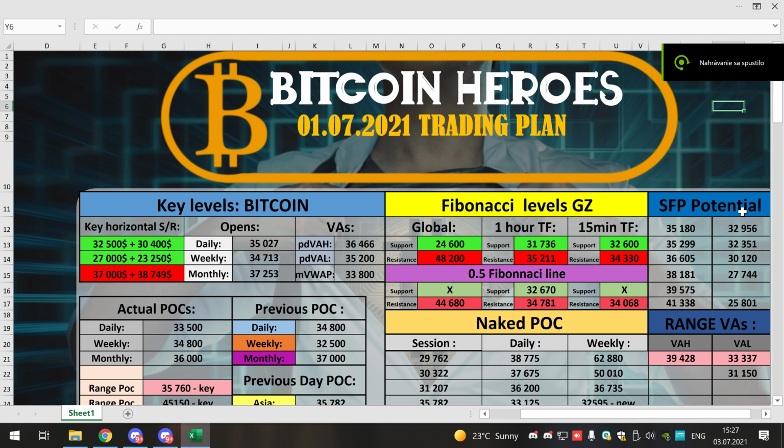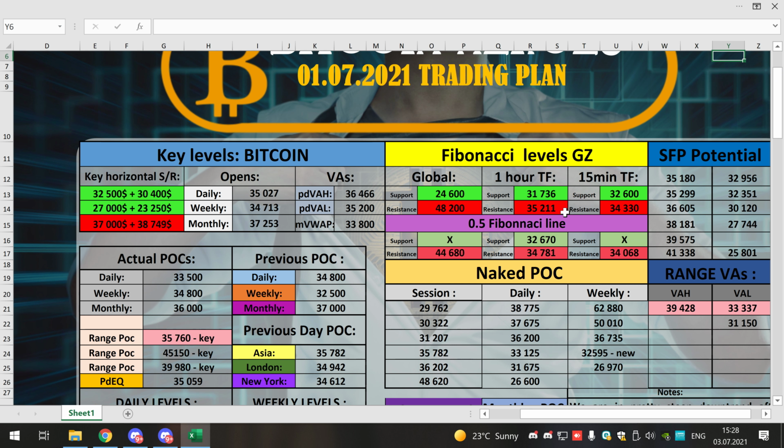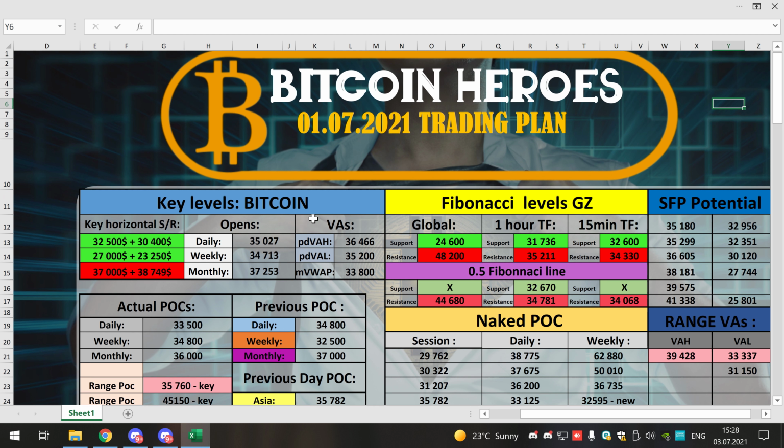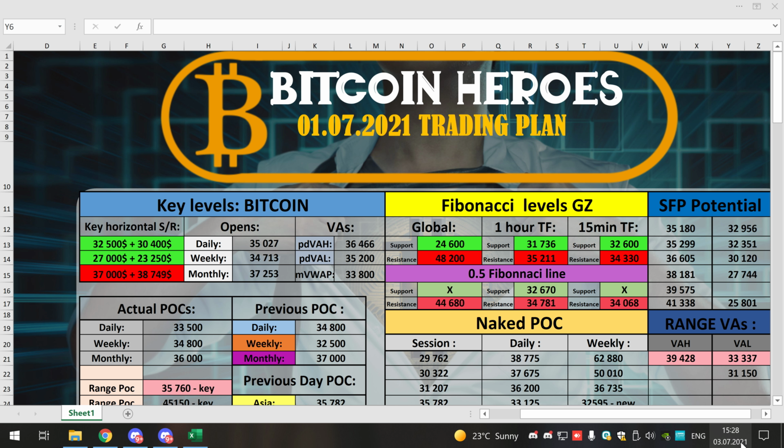Welcome everyone. Today I'm going to show you how I'm making my trading plan, and if you want to do it earlier, then you will know how I do it. Some things here, like key horizontal support resistance, a lot of people can see it differently, but otherwise most of the levels are very technical and should be same for everyone. So let's go for it.